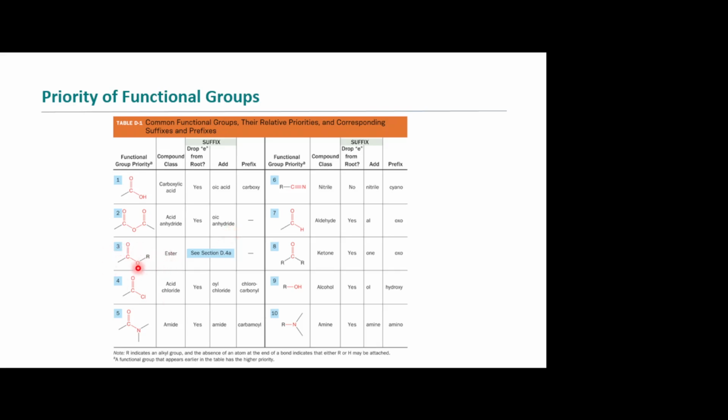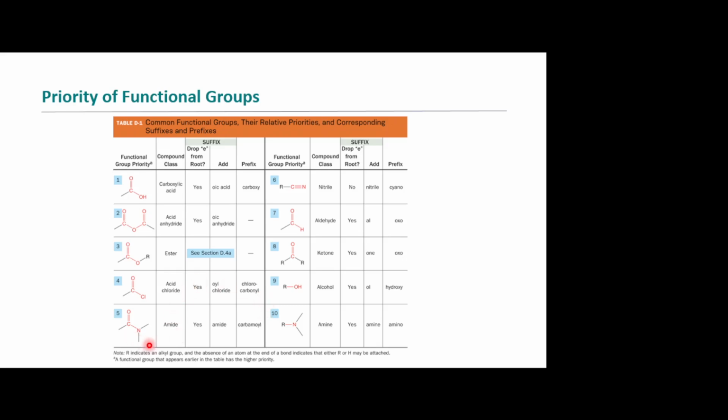Right here, this is going to be the ester, as in like esterification. Or esters as in like fatty acids. This is going to actually have a section that we have to talk about, which is D4A, because the naming's a little bit more complex than we can handle in a table. Okay. This right here is the acid chlorides. It's going to be oil chloride, and if it's the prefix, it's going to be that right there, chlorocarbonyl.